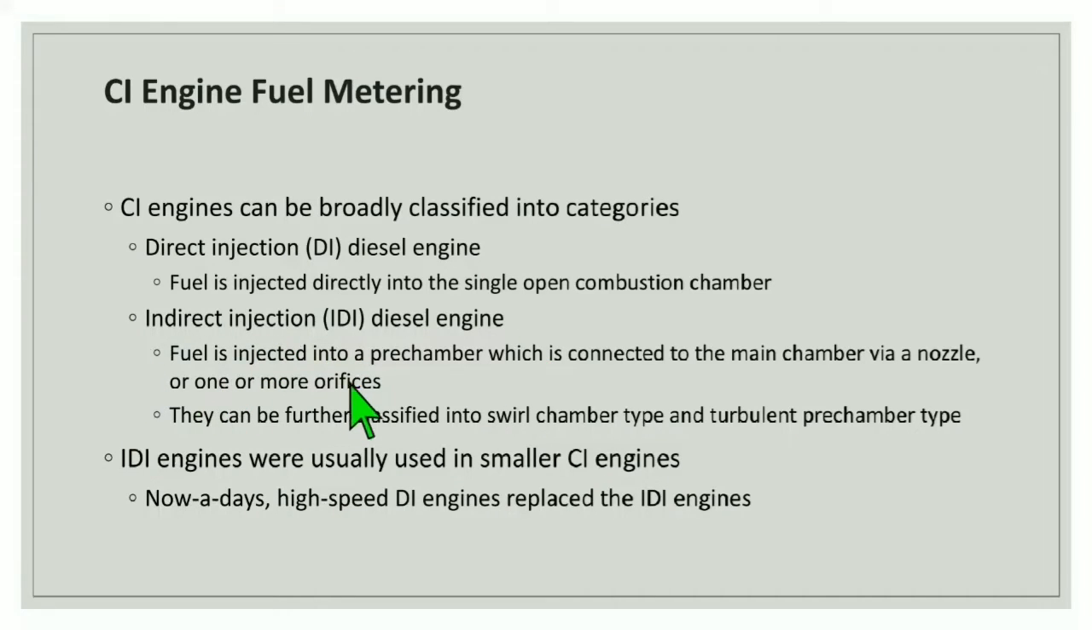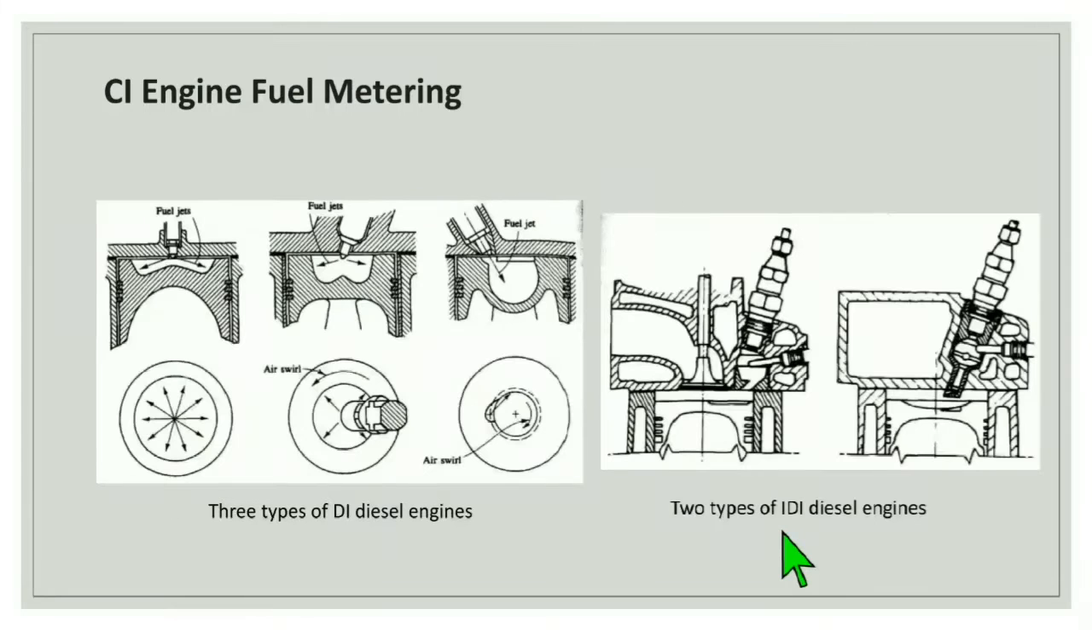Fuel is injected into a pre-chamber which is connected to the main chamber via a nozzle or one or more orifices. They can be further classified into swirl chamber type and turbulent pre-chamber type. Indirect engines are usually used in smaller CI engines. Nowadays, high-speed direct injection engines replace the indirect injection engines. There are two schematics. The first one is for 3 types of direct injection diesel engines, and the next one is for 2 types of indirect injection diesel engines.